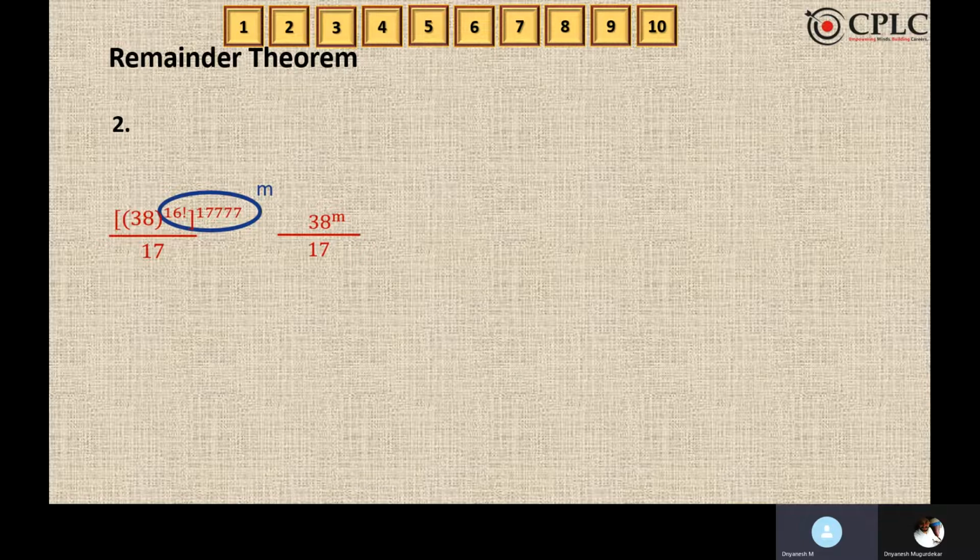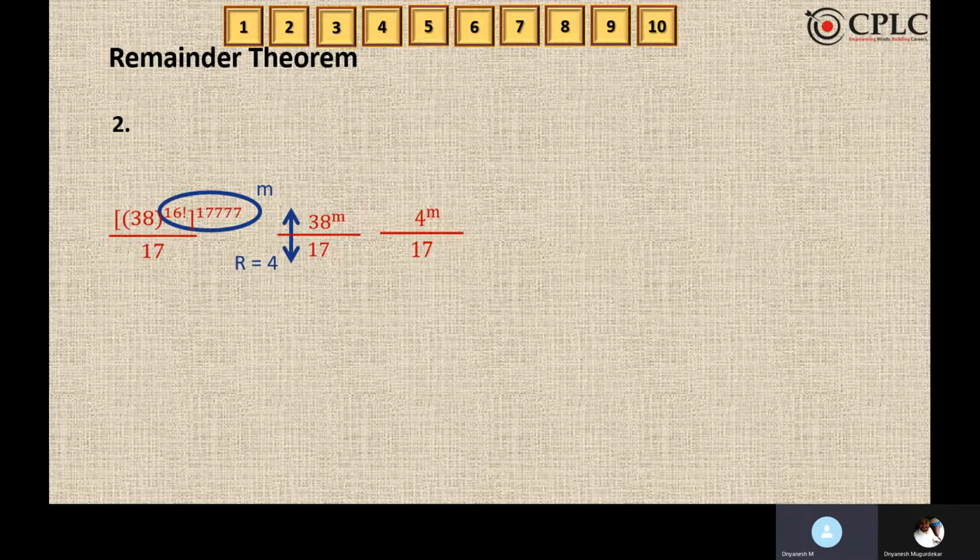What is the remainder? Whenever the numerator is bigger than the denominator, always divide the numerator by the denominator. 38 divided by 17, replace the number by remainder, you get 4 as the answer. So now your question changes to 4 raised to m divided by 17.